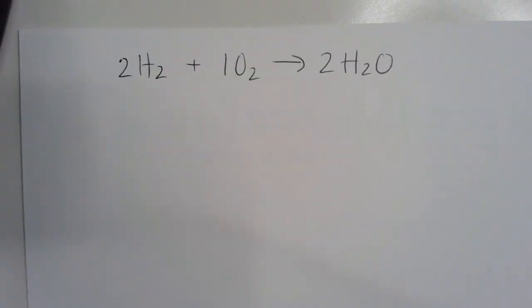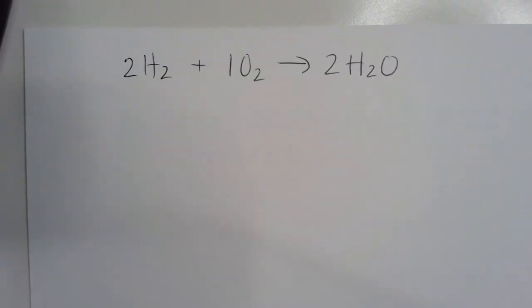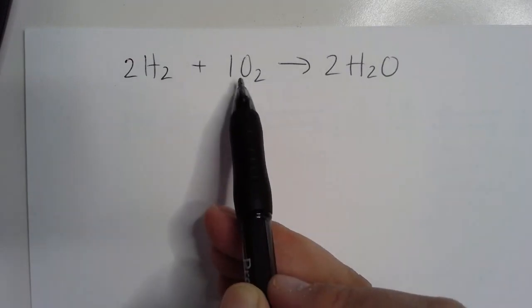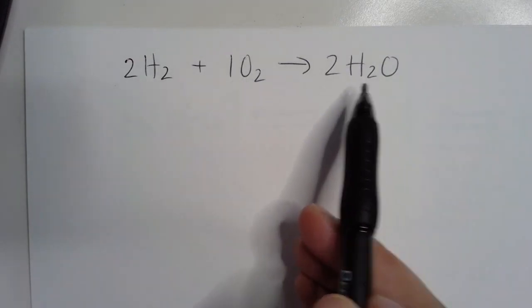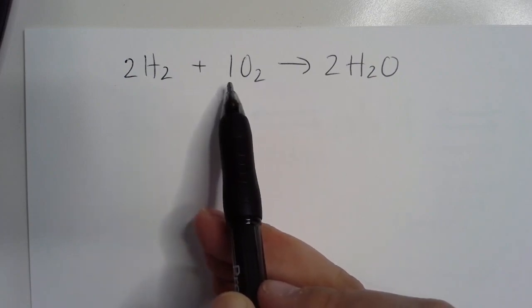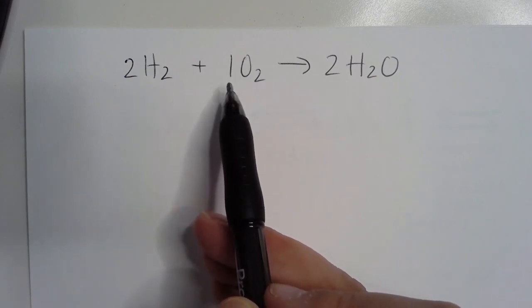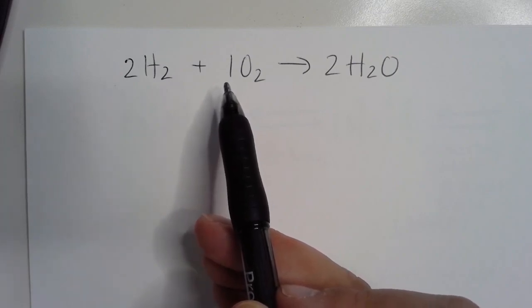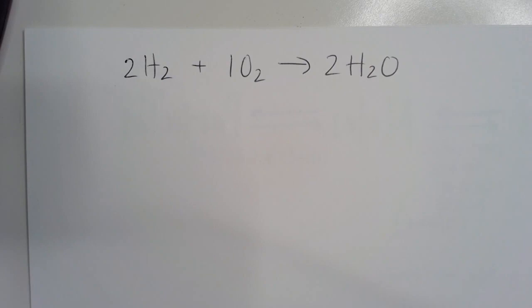So here's a really basic example of just some reaction. I have hydrogen gas reacting with oxygen gas to produce water. And I did in fact balance this. You don't always have to put the 1 in front of your reactants or products if that is its coefficient. I am just in the habit, I always put a 1 there. I think it looks more complete that way, but you don't have to do that.